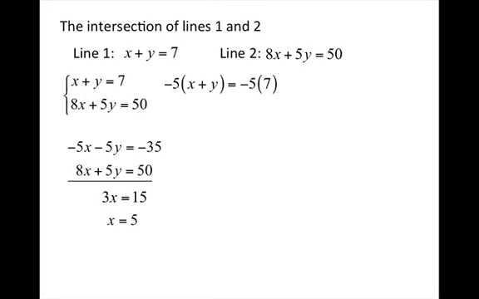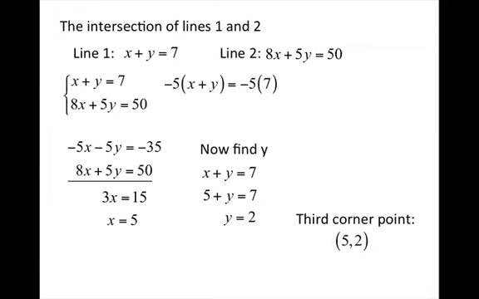Now take your x value and plug it into either equation for line 1 or line 2. I'm just going to use my first one, the x plus y equals 7. If I plug in a 5, I get 5 plus y equals 7. Now subtract 5 from each side and you get y equals 2. So our third corner point is the point 5, 2. Be sure to always list the x first.